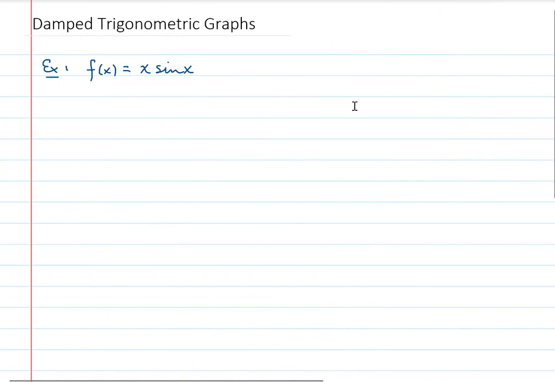Okay, so one more thing I'd like to mention here in this section is about damped trigonometric graphs. So here in this example, we have the product of two functions. We have x, which by itself is linear, and then sine of x by itself is just a wave. But if we take the product of x times sine of x, that's going to create a new function of its own, and it's going to have a damping effect on the sine function. As a matter of fact, this x here, we call it the damping factor.